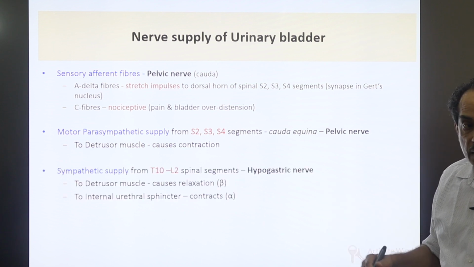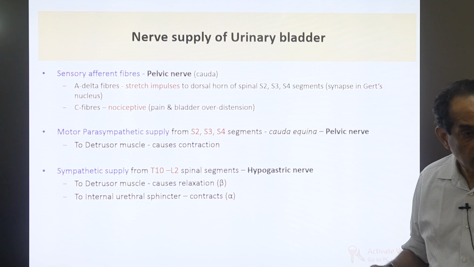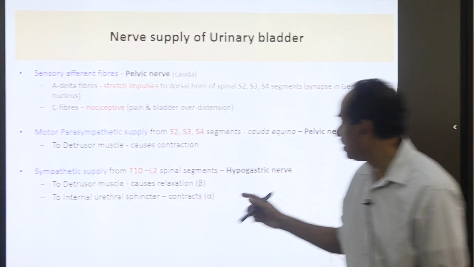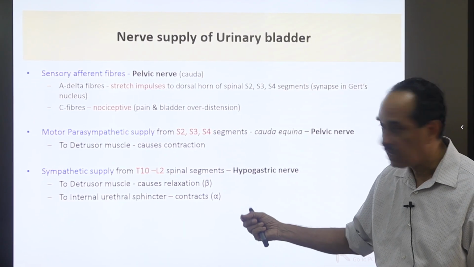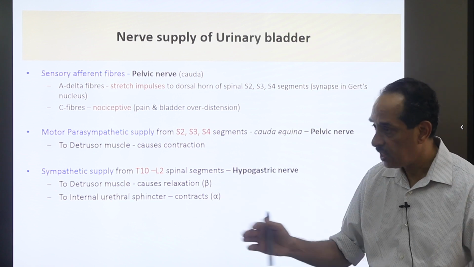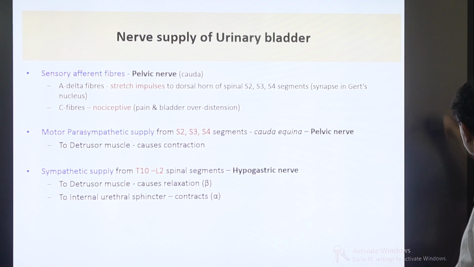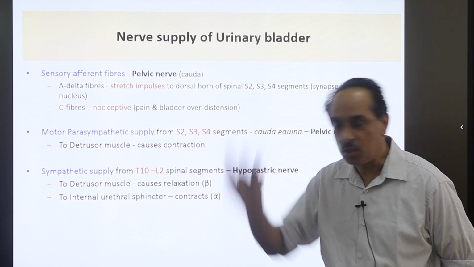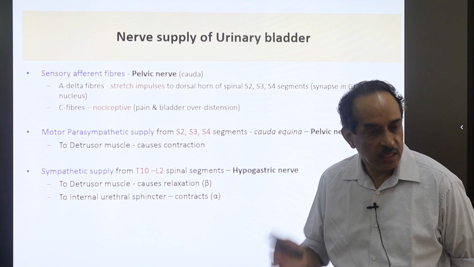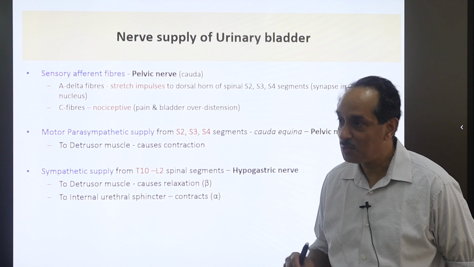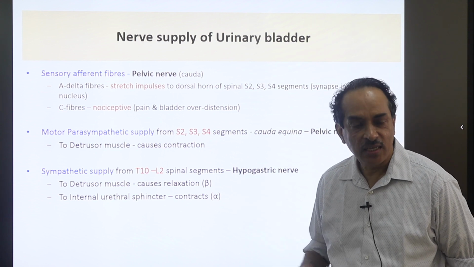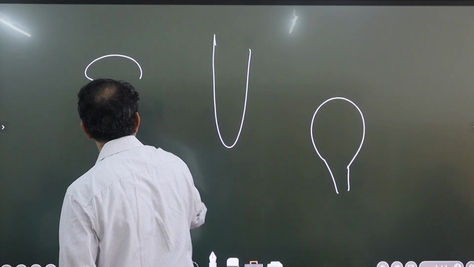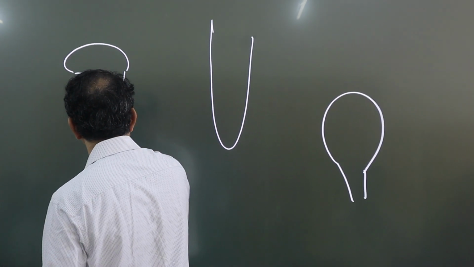Then the sympathetic supply. The sympathetic supply, as you know, comes from the thoracolumbar outflow, the lowermost part, T2 to L2. Then that comes out as the hypogastric nerve and goes to the detrusor. So the sympathetic supply also supplies the sphincter. When it comes to the sphincter, it has got dual action. Detrusor, it relaxes. And the smooth muscle sphincter, it stimulates.